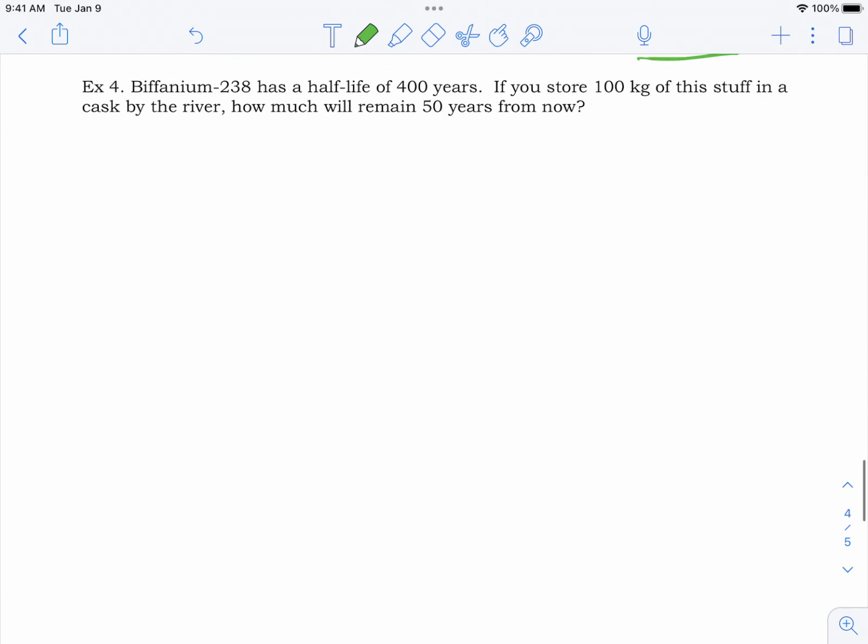What do you think of this one? Pause and think for a second how you might do this one. Here's how you might do this one. Biffanium 238. Now the 238 is not something we're going to plug into any formula. It's just the name of the element, Biffanium 238. Anyway, it has a half-life of 400 years. What does that mean? It means the amount keeps cutting in half every 400 years.